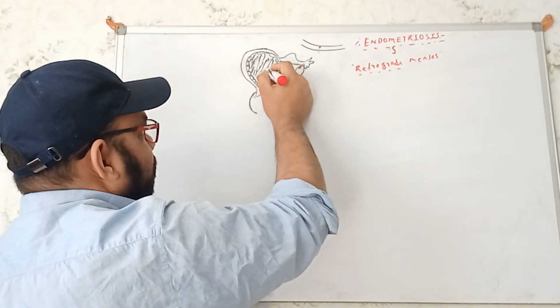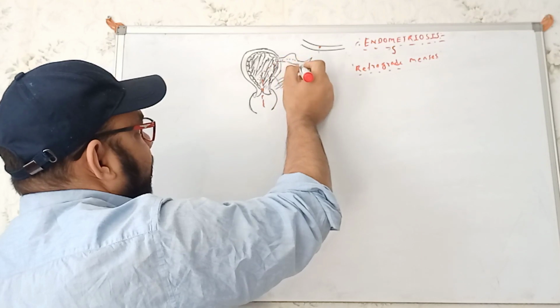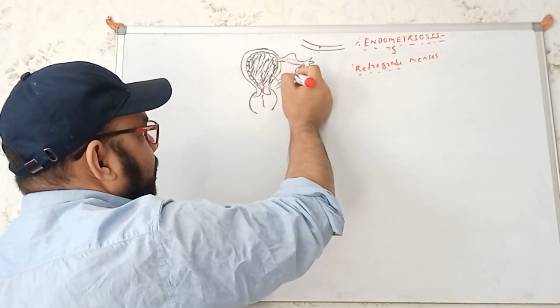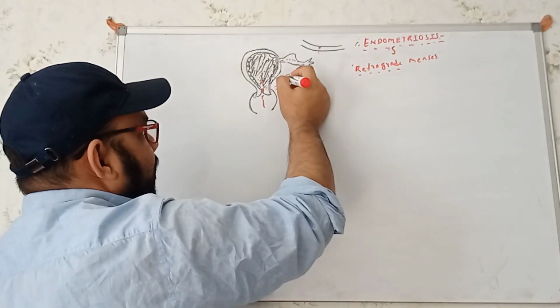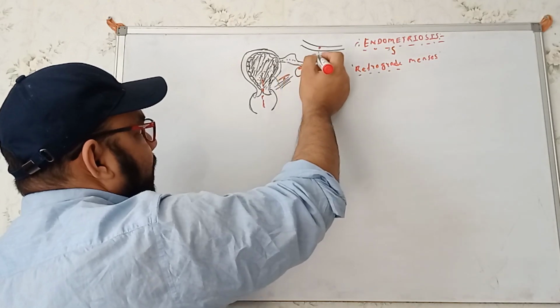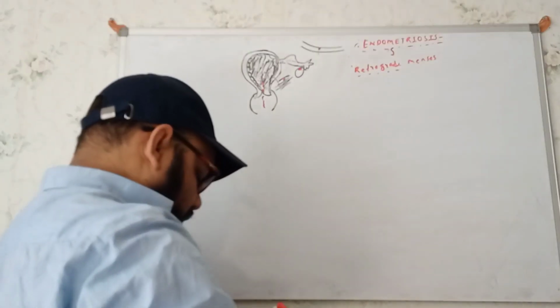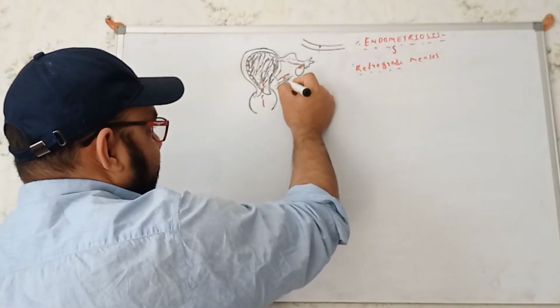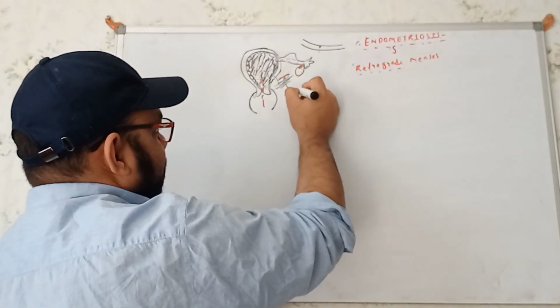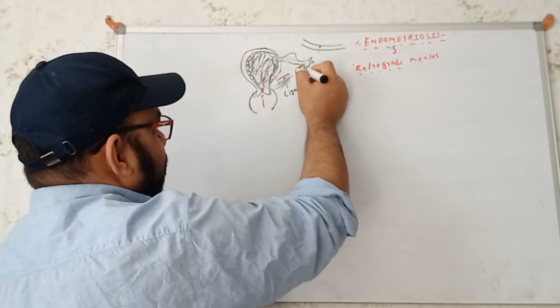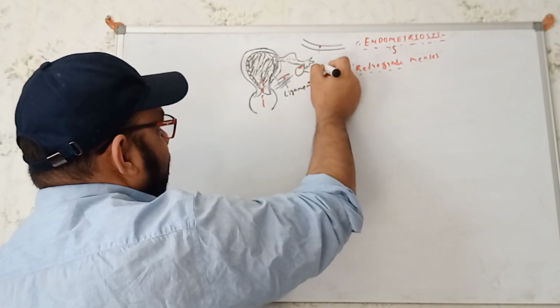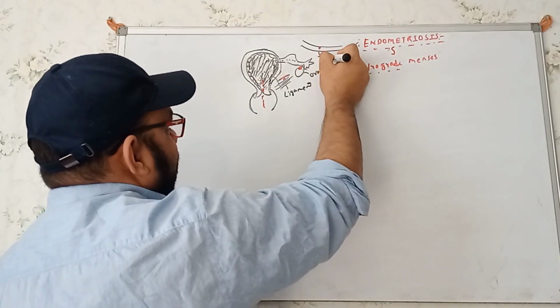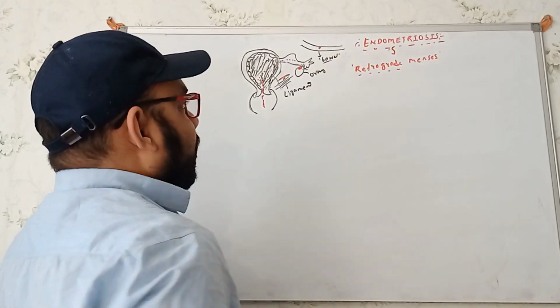The menses go in these directions and can accumulate within the ovary. We can also see the bleeding within the ligaments and within the bowels. So let me write the names of these regions: within the ligament, within the ovary, and in the bowel.